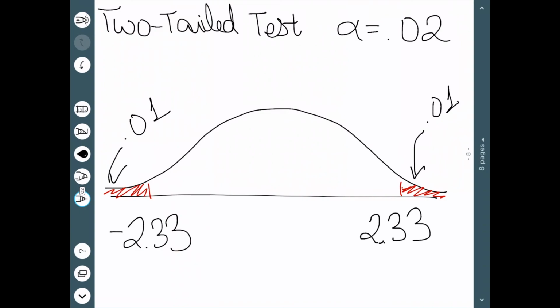Anytime we have these two-tailed tests, my two critical values will only differ by a sign. One will be positive and one will be negative.